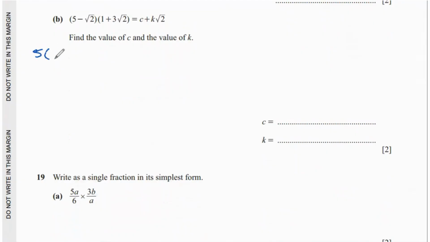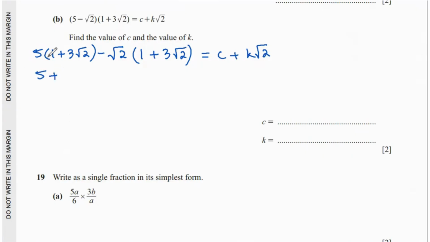So 5 gets multiplied to 1 plus 3 root 2, and then negative root 2 gets multiplied to 1 plus 3 root 2. That's equal to c plus k root 2. So 5 plus, now we're multiplying a whole number with the surd. The numbers outside the surd will get multiplied. So it becomes 5 times 3, which is 15, and the root comes as it is. Negative root 2 times 1 would be negative root 2. And negative root 2 times 3 root 2 will be negative 3 root 2 square. We're multiplying root 2 with root 2, so it becomes a square number. Equals to c plus k root 2.